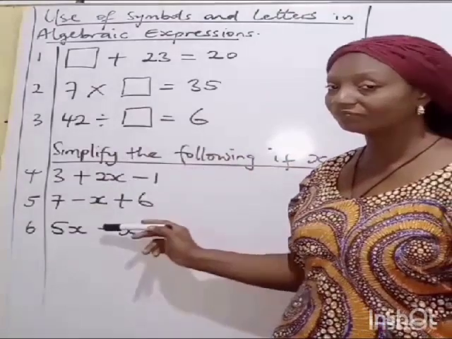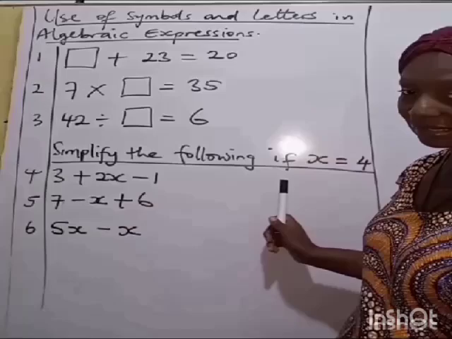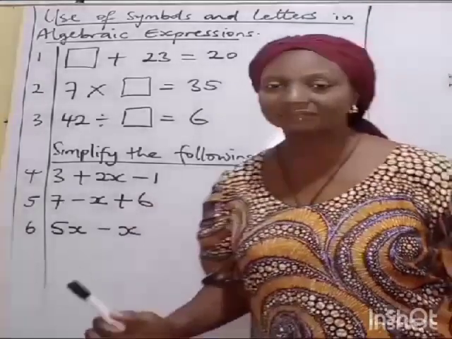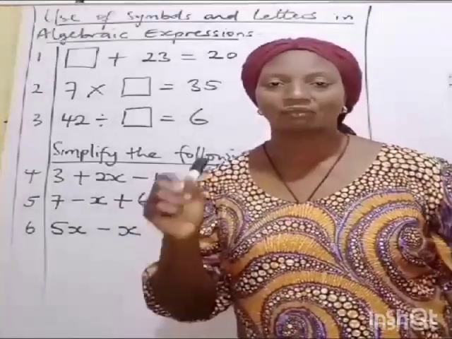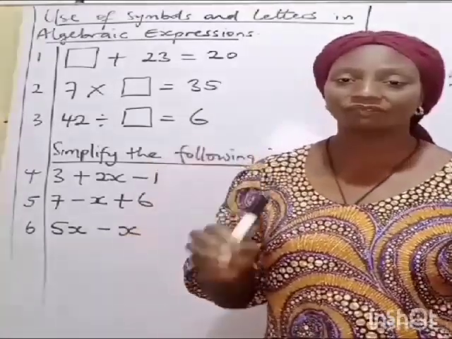And in the second part of it, the instruction says simplify the following if x is equal to 4. What it means is that wherever you see x, remove it and replace it by 4, and then find the value of the expression.